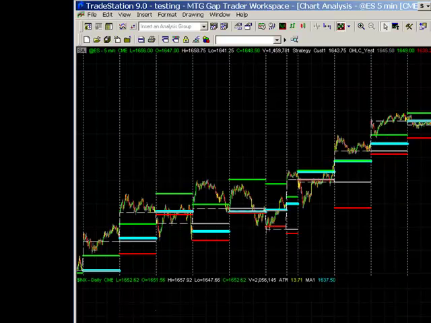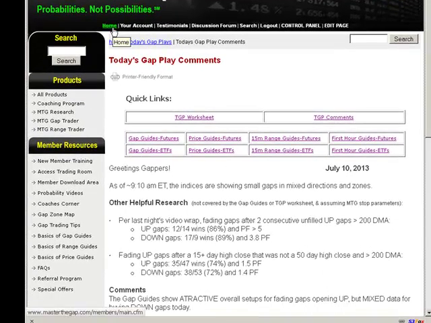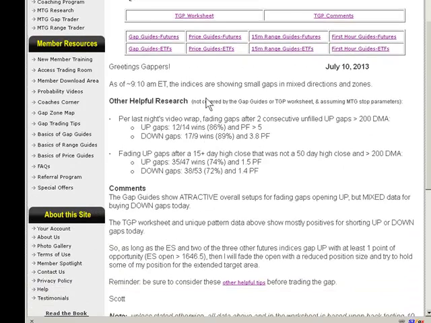All right, let's look at... I'm going to skip the worksheet because we ended up with nominal gaps today. These are my pre-market comments. So I look at the worksheet and then I add any additional considerations like the ones I pose here in the videos each night.